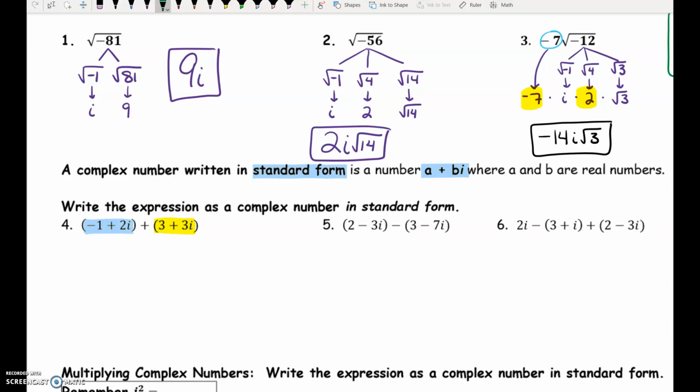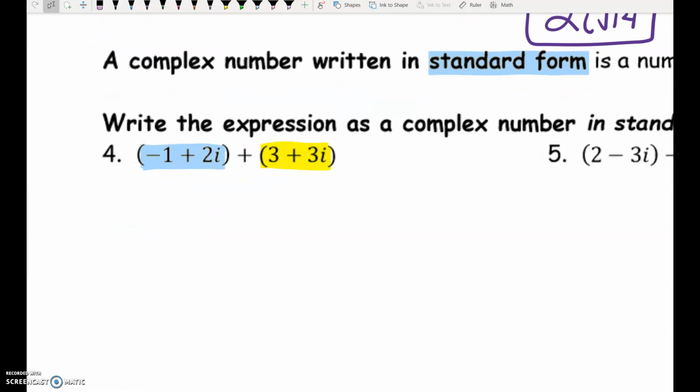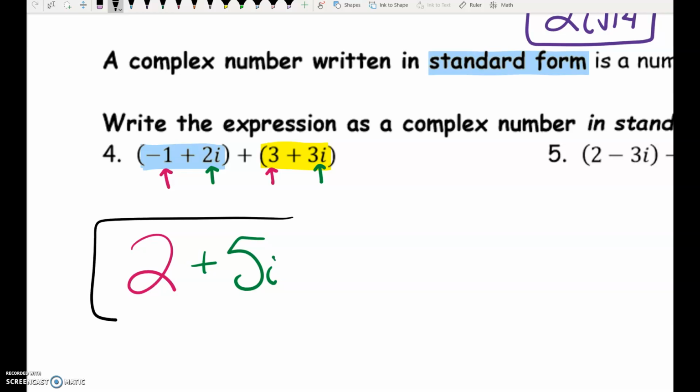In this problem, we are going to add those two complex numbers together. Well, really, this is kind of like combining like terms. The -1 and the 3 are both real number pieces of the complex numbers. -1 and 3 makes 2. The imaginary parts are the 2i and the 3i. What do you suppose 2i plus 3i is? Plus 5i. So those two complex numbers add together to give us 2 plus 5i.